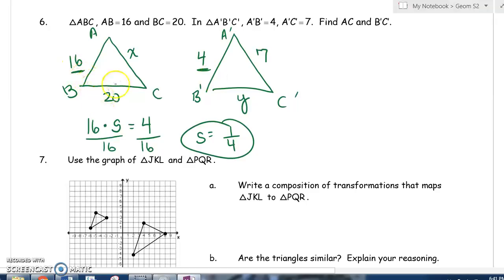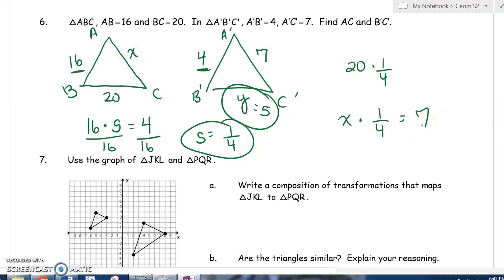To find out what Y is, we're going to have to do 20 times 1/4. When you do 20 times 1/4, you're going to get 5. Now, to find X, we know that if we take X and multiply it by the scale factor, we're going to end up with 7 as our new side. So it's X times 1/4 equals 7.